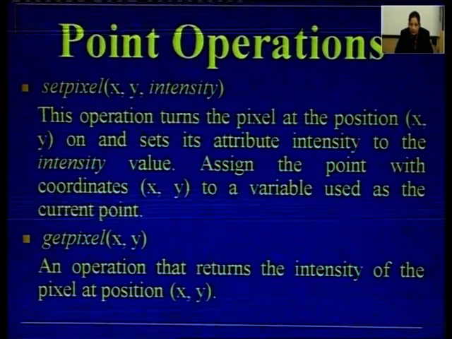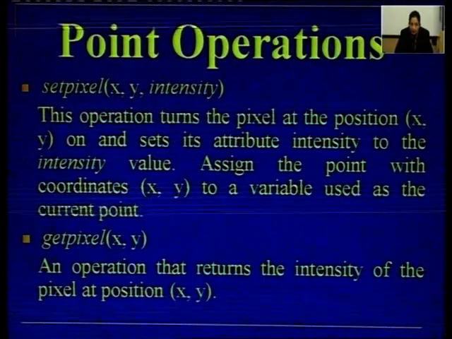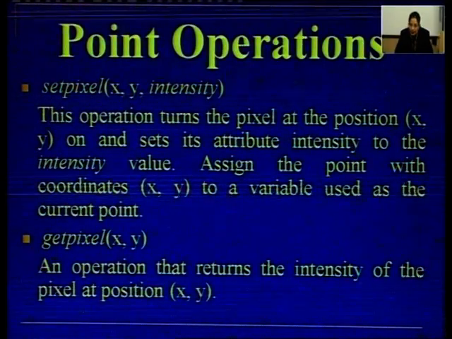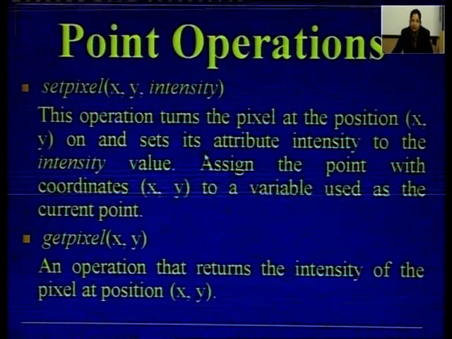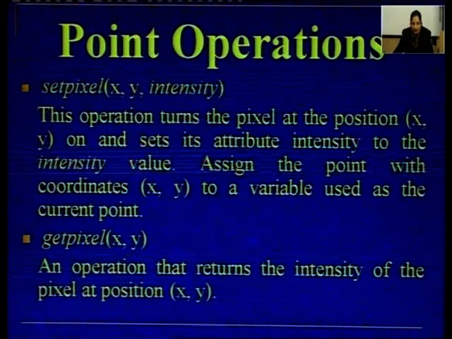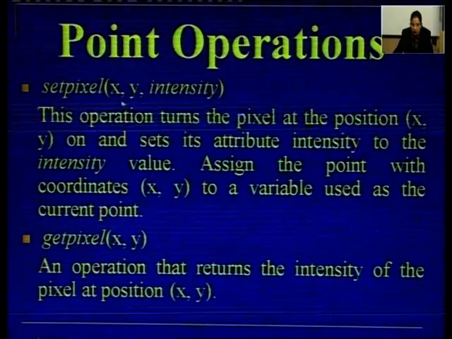There are various attributes like color, density, illumination, texture, and one of those is the intensity attribute, with the intensity value that is given in the parameter. Assign the point with the coordinates x, y to a variable used as the current point. We can get this point as the current point, then use the set pixel operation to set the intensity of this coordinate, that is x, y.